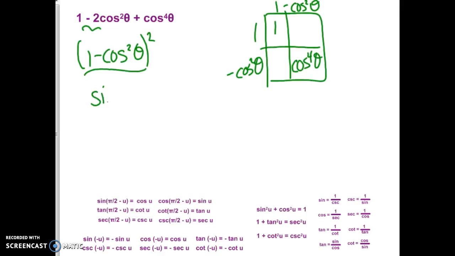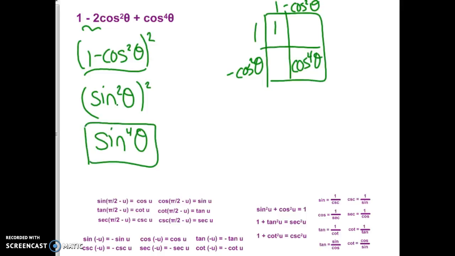This is equivalent to sine squared theta. Squared now means I have 4 of them: sine to the 4th theta. Remember, this is the same as saying sine theta squared. It's just when you write trigonometric functions, that's where the exponent is located.